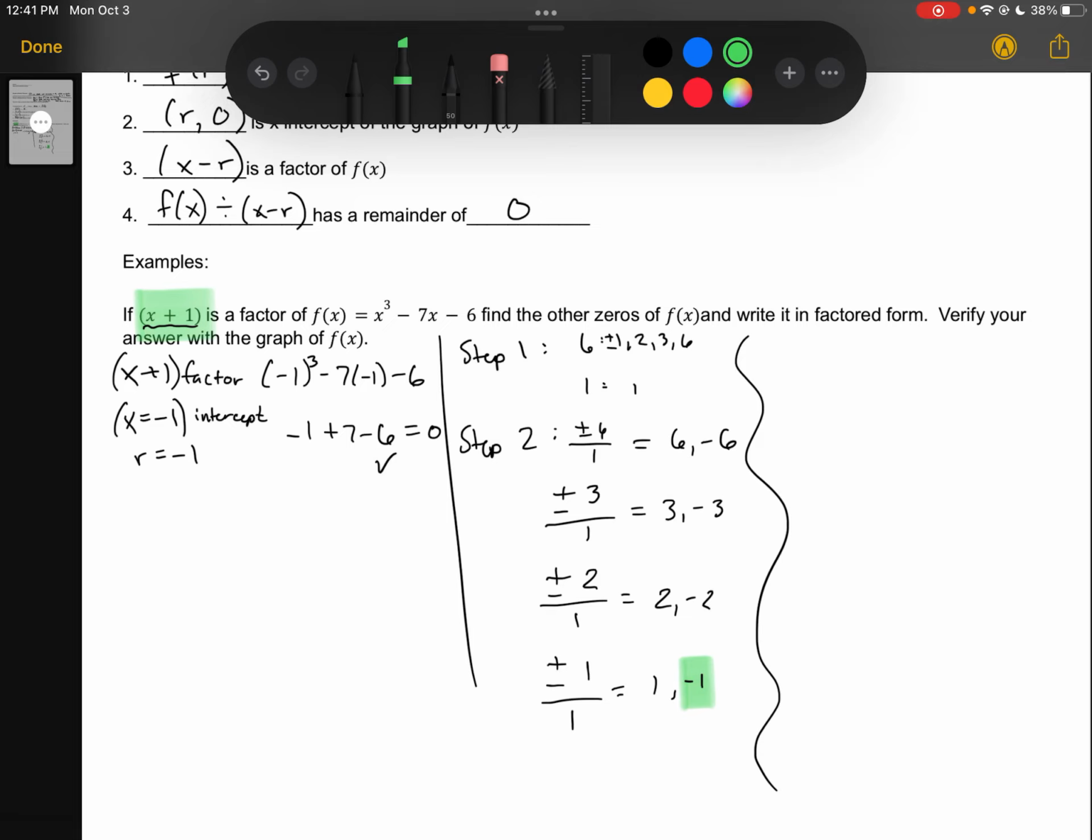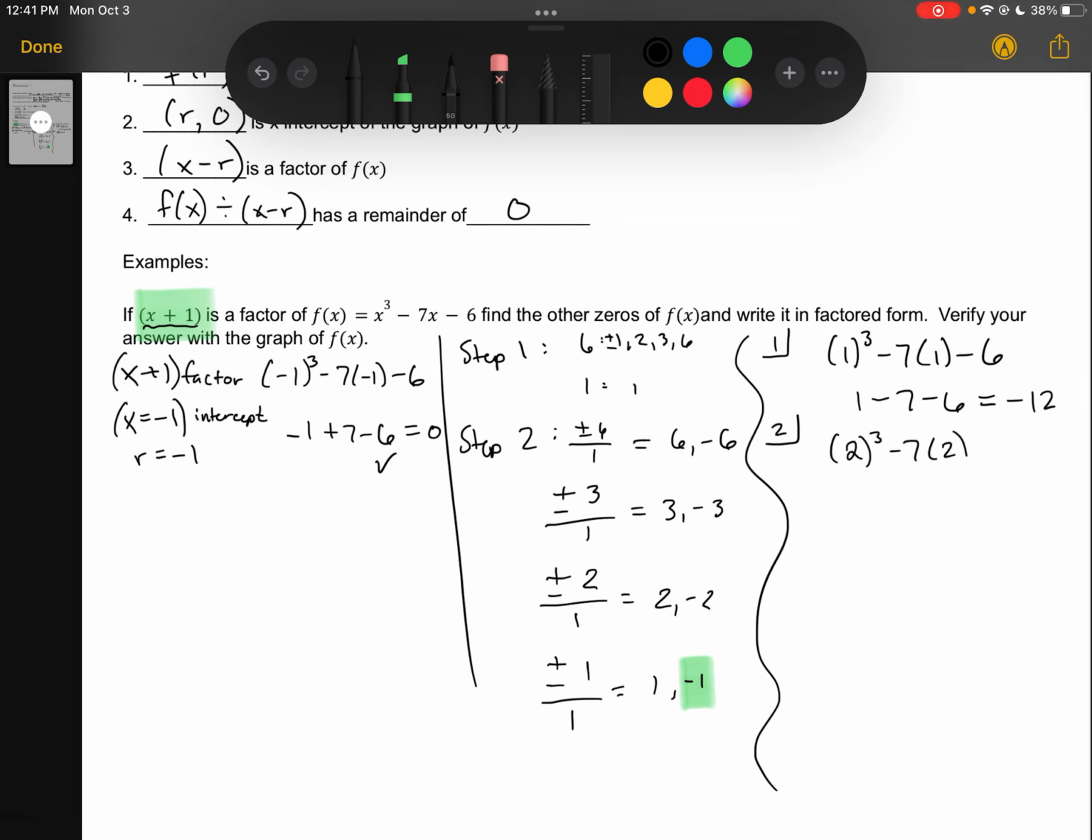Basically that's how we solved for the first one: we plugged it in, and we found that we had a remainder of 0. So let's keep trying. We'll go one by one and find all of our remainders. We'll try plugging in 1 this time. 1 to the third minus 7 times 1 minus 6. So 1 minus 7 minus 6, which I believe should be -12. So we don't like 1. Let's move on to 2.